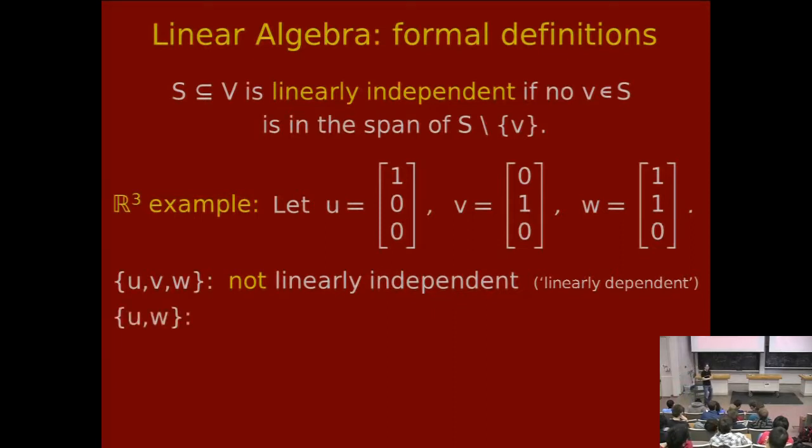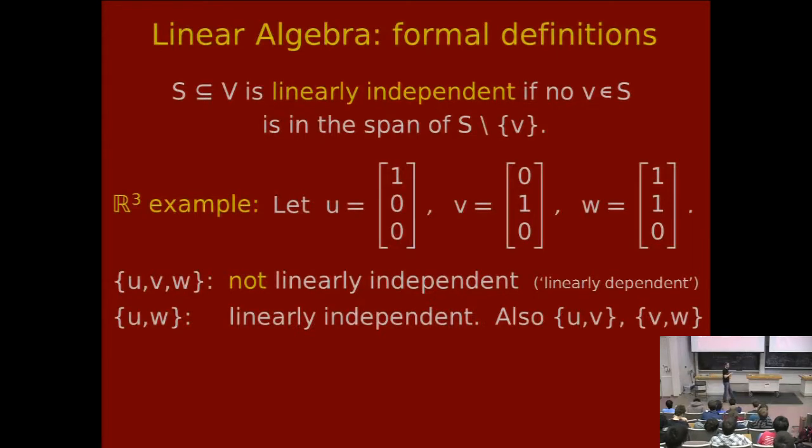Okay, what about u and w? Are they linearly independent? Yes. If it's just u and w, there's no way to write w as a linear combination of u, or vice versa. Okay, and actually any pair of them is linearly independent.